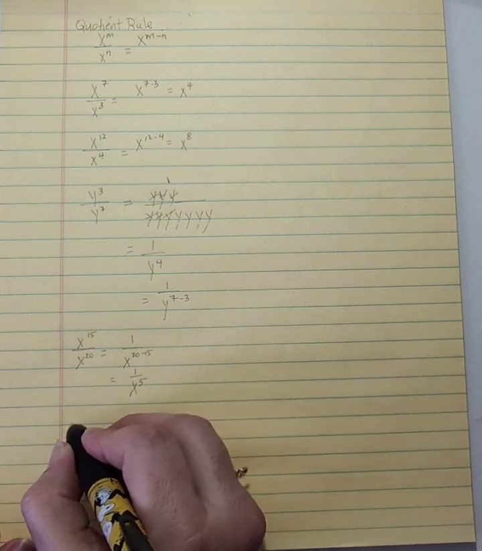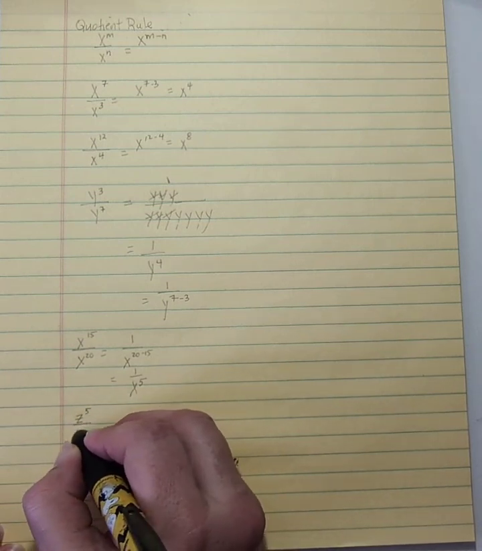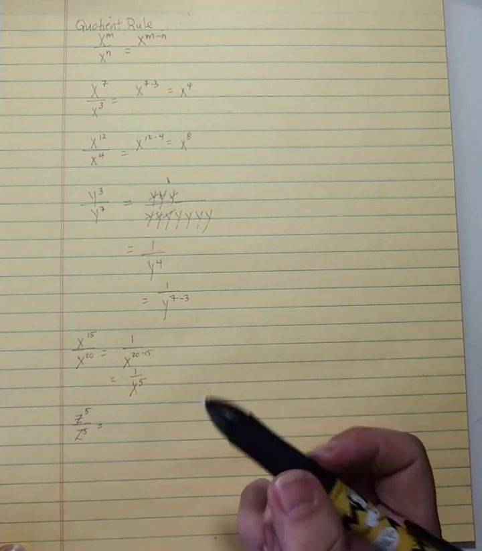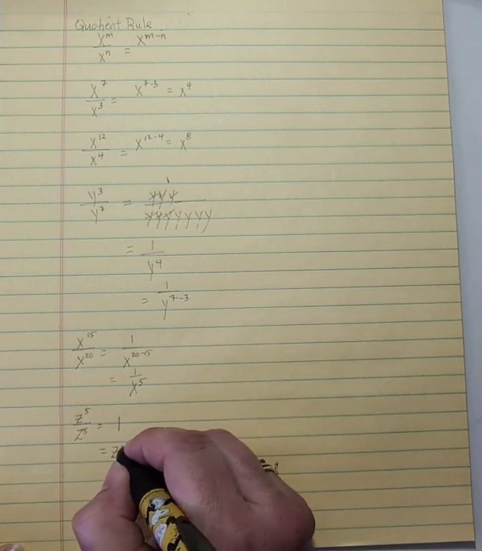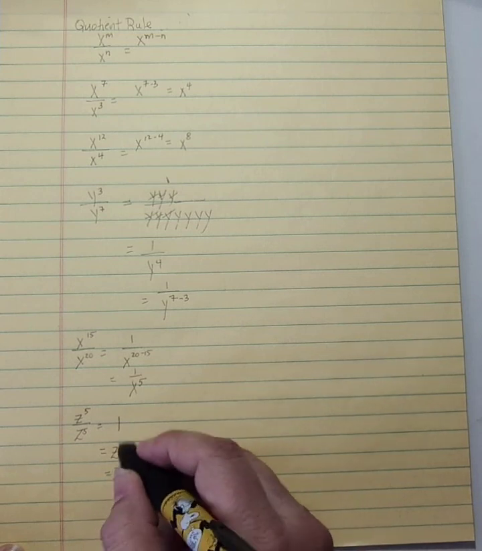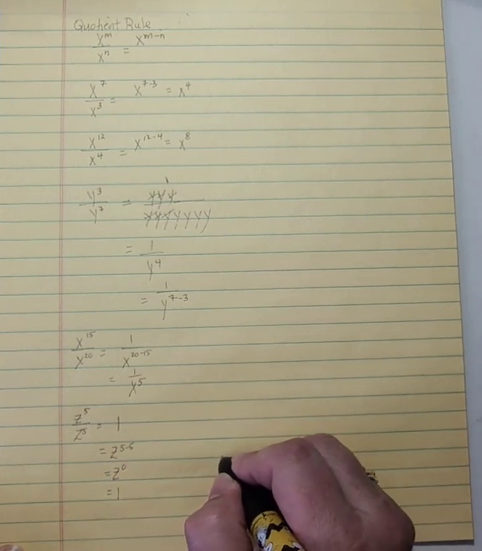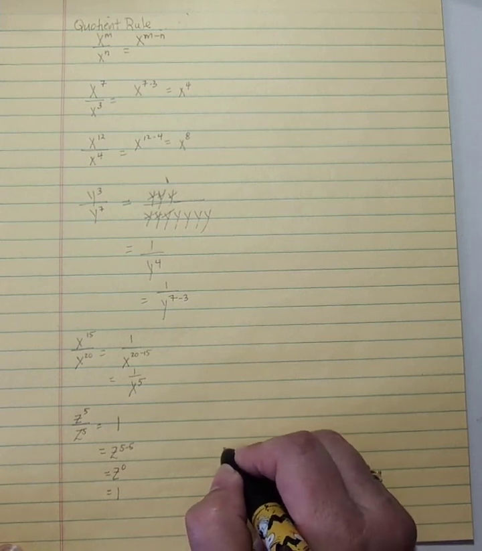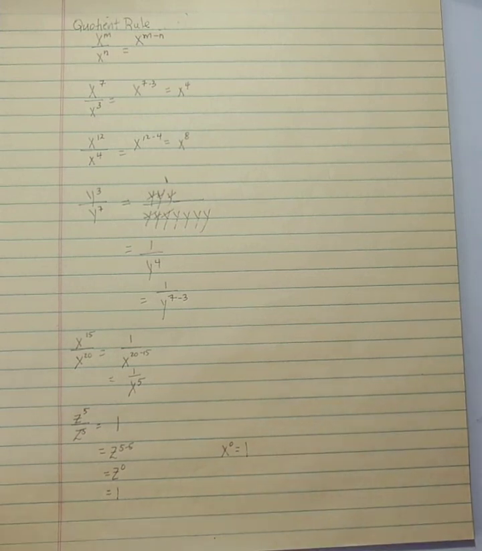And again, what if I had z to the 5th power over z to the 5th power? Well, I have the same thing on top as on the bottom. This equals 1, because z to the 5 minus 5 would give me z to the 0, which equals 1. So we find that any base whatsoever raised to the 0 power equals 1. So x to the 0 equals 1, no matter what x is.